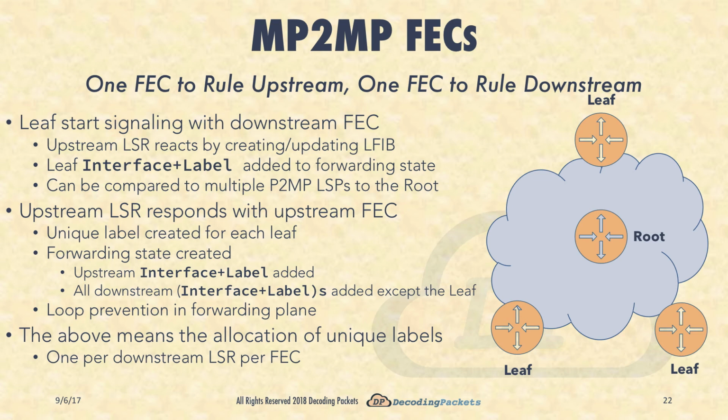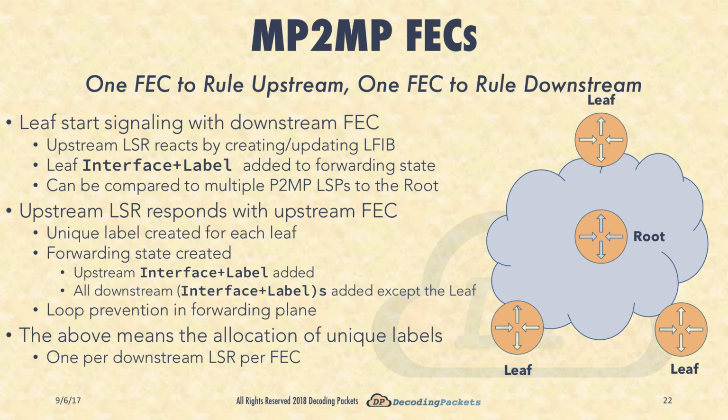The upstream FECs now need to be considered a little bit more carefully. If the replication needs to be performed as close to the leaves as possible for optimization, then the transit routers need to treat upstream FECs differently than they just now treated the downstream FECs.